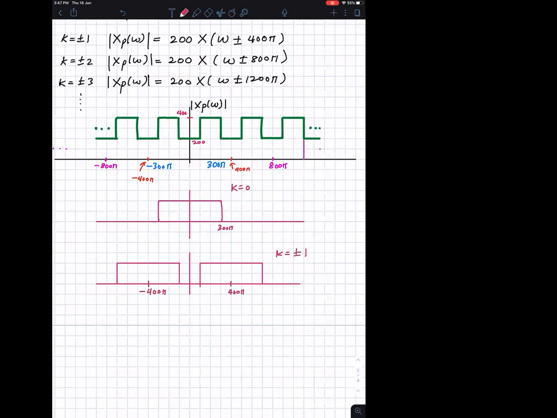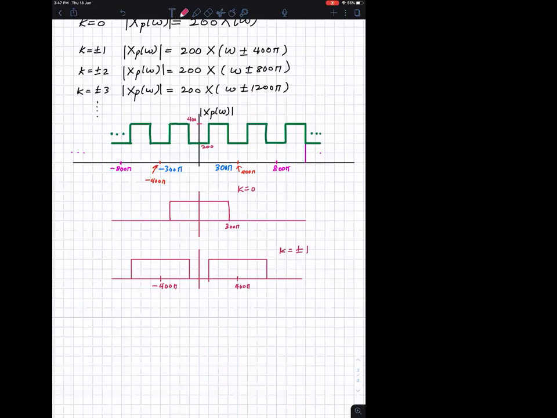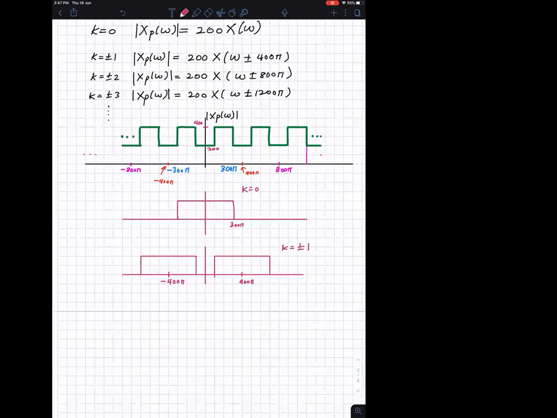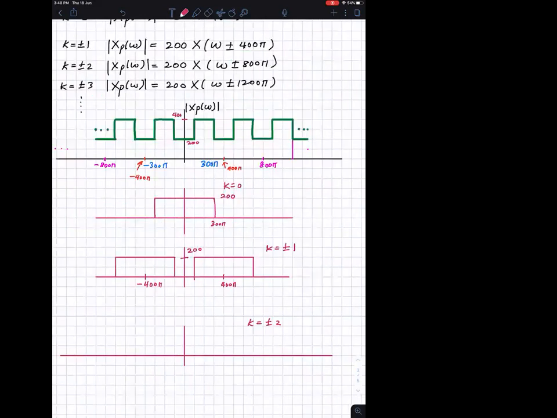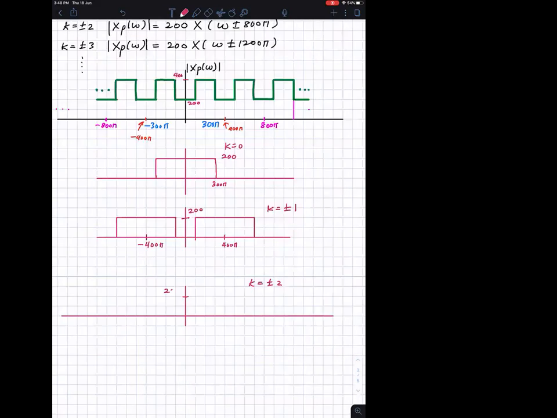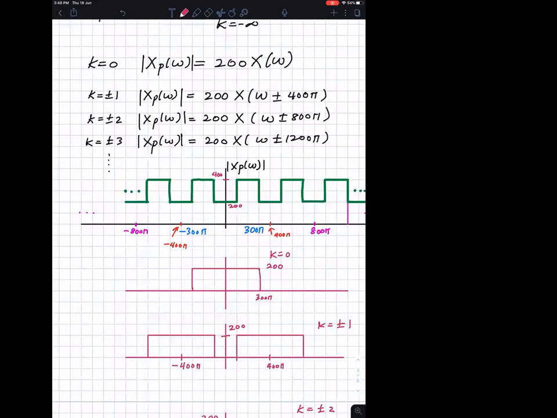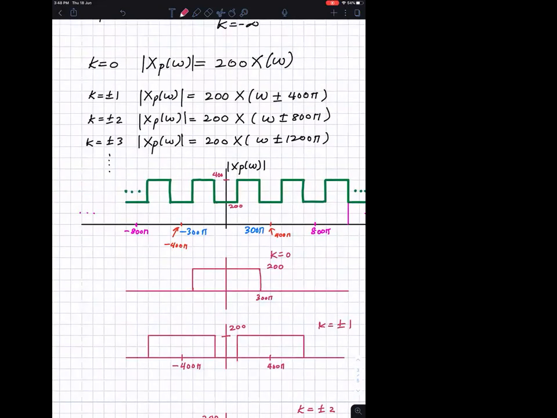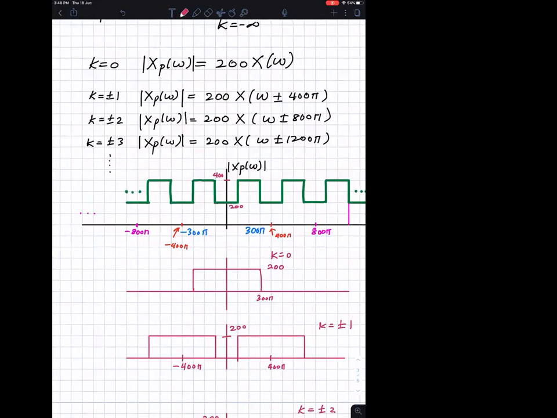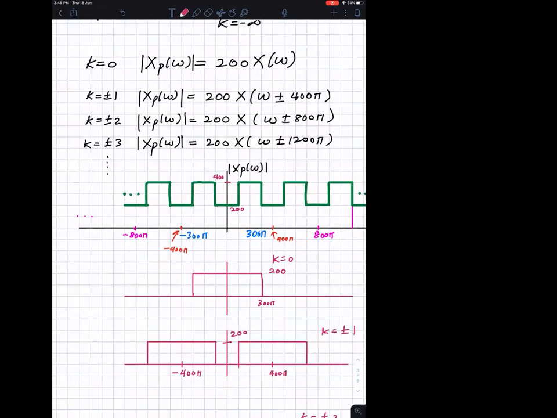Okay, okay so far? Okay, sir. Everybody okay? And are you all sure you're all okay? Okay, sir. It's 200. When k is plus minus 2, now the same thing is shifted by plus minus 800. Can you see? At k is plus minus 2, the signals are copied to plus minus 800 pi radians per second.